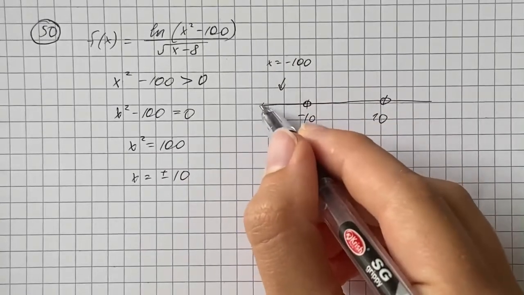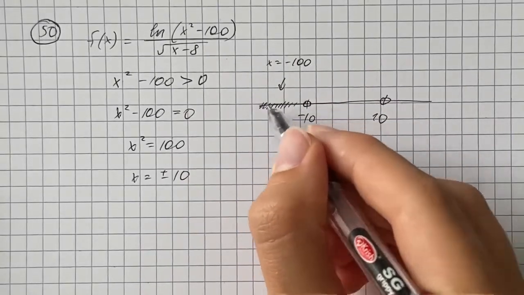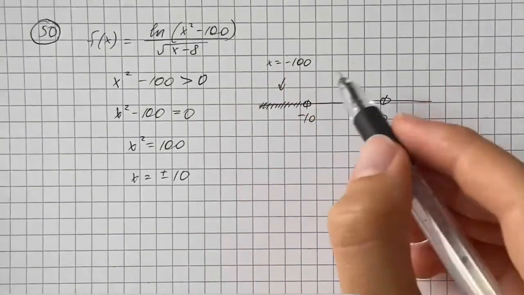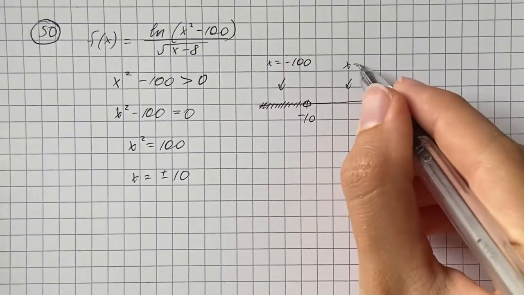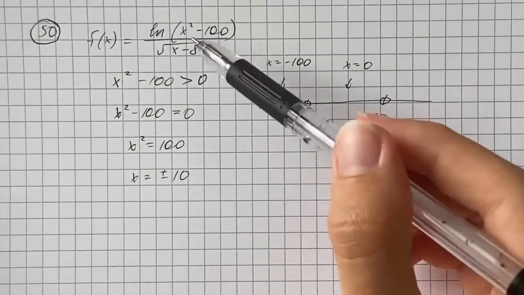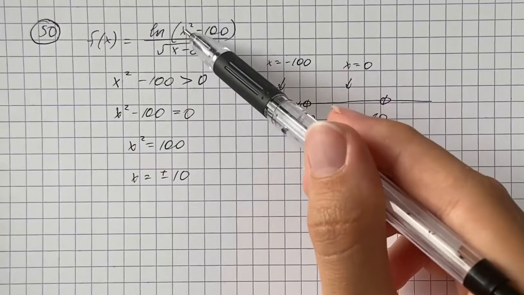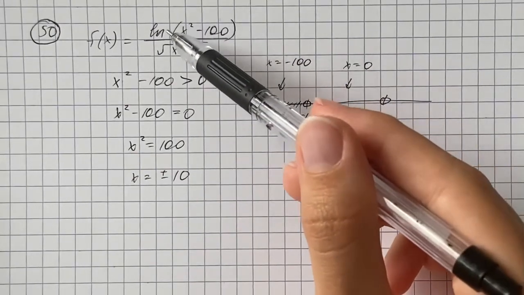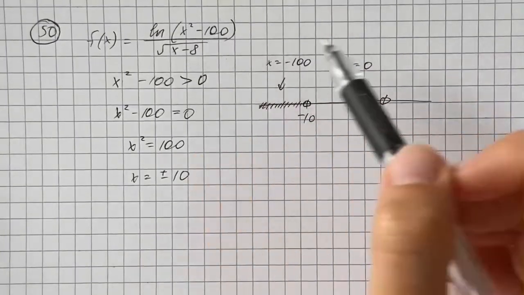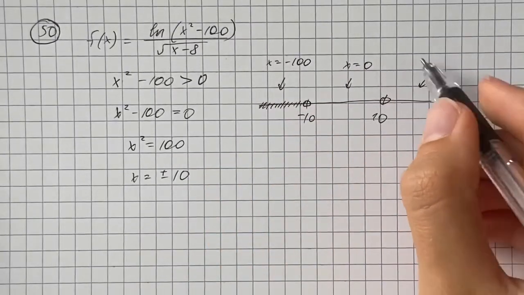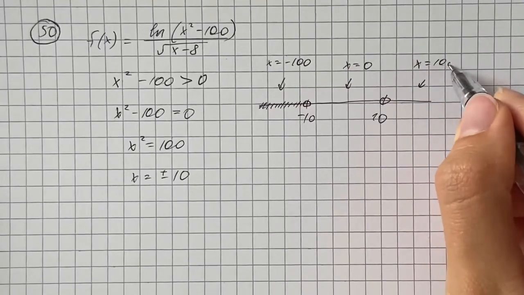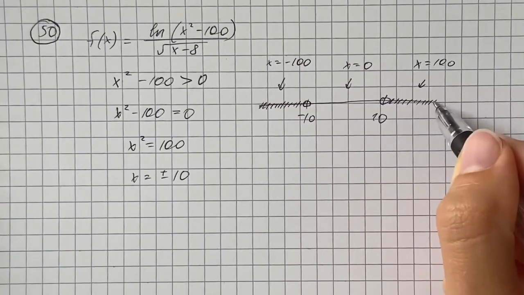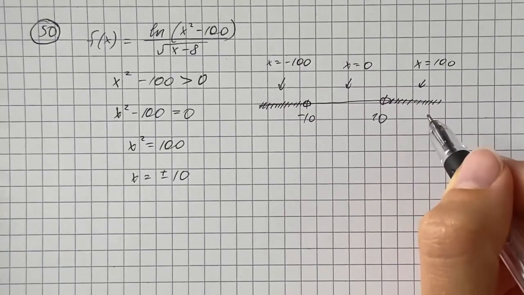That means that all numbers which are less than negative 10 will satisfy our logarithm. Then we check x equals 0, and if we substitute x equals 0, we get that inside of the logarithm is a negative number, so it will not satisfy our logarithm. And the last one is going to be x equals 100, and we also get a positive number, so all numbers which are greater than 10 work.